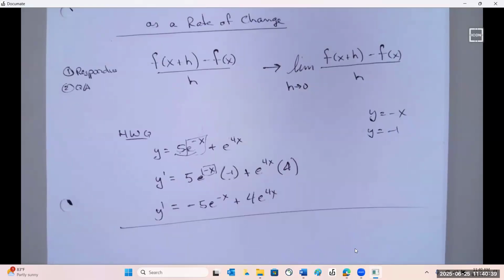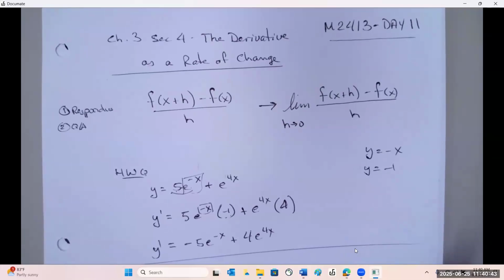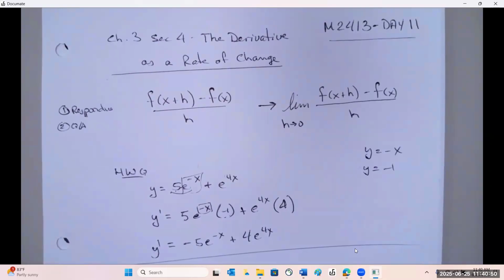All right. Section 4. We're going to look at derivatives as a rate of change. Not only restricted to time, but anything that's occurring, as long as the quantities are changing, we can find the derivative of it. We're looking for a rate of change of that.